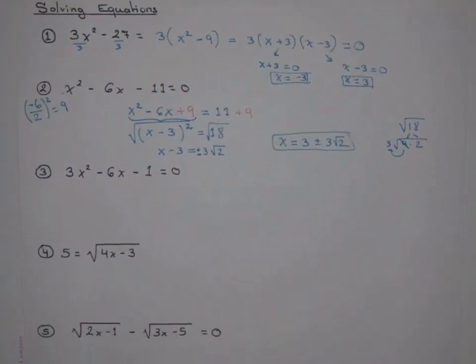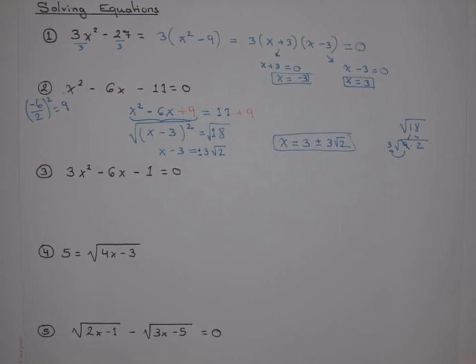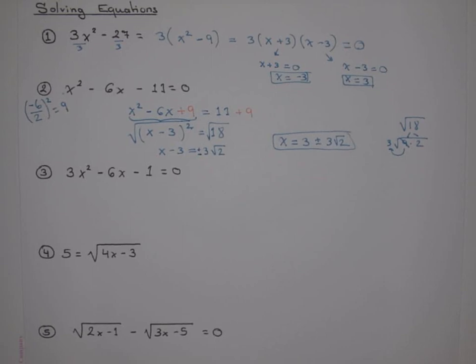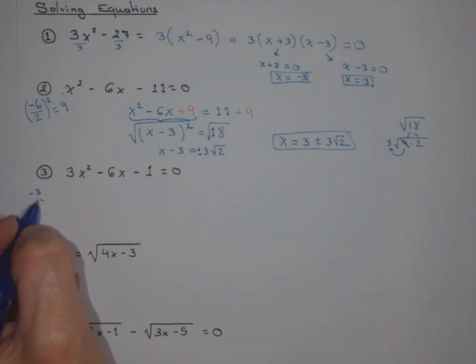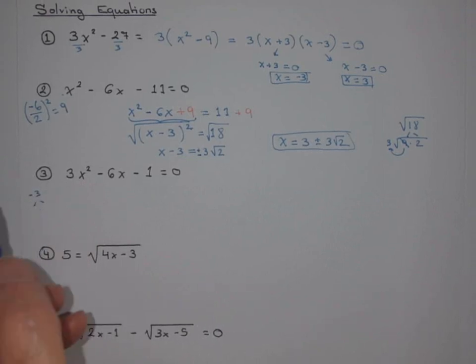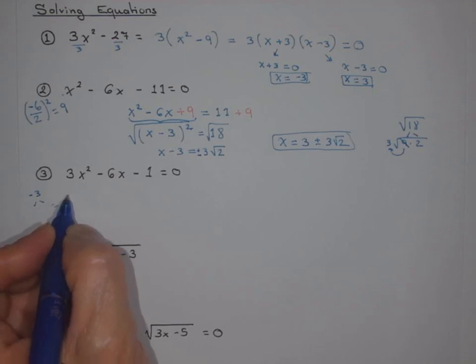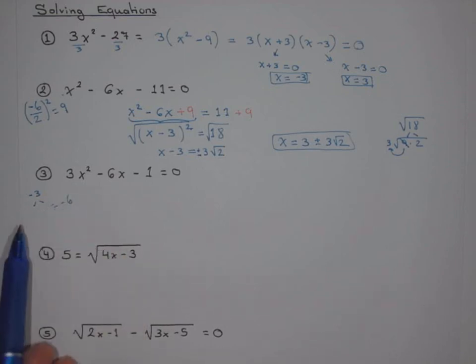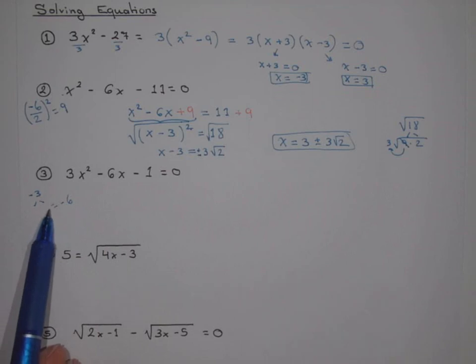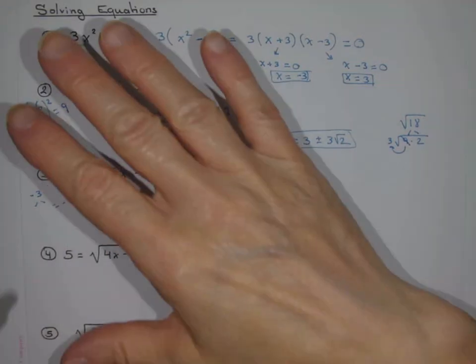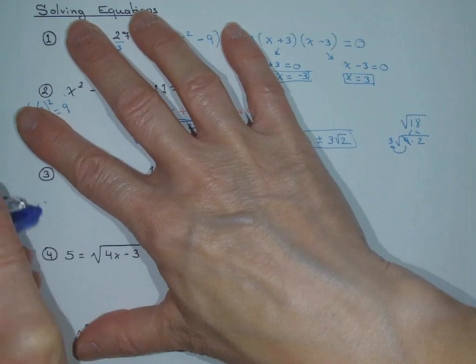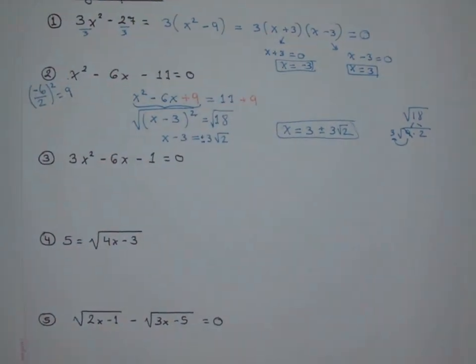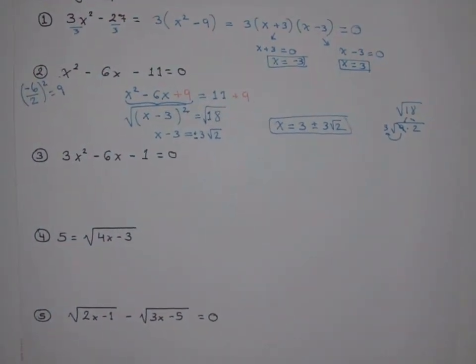Alright, number 3. So we have 3x squared minus 6x minus 1. Is there any way we could factor that? Well, 3 times negative 1 will be negative 3. Is there anything I can multiply to give me negative 3, but add up to give me a negative 6? Well, to multiply to give you a 3, you need a 1 and a 3. That will not add up to give you a 6, so you cannot factor. So we could complete the square again, or since we already completed the square, we can do a quadratic formula. So how about a quadratic formula?